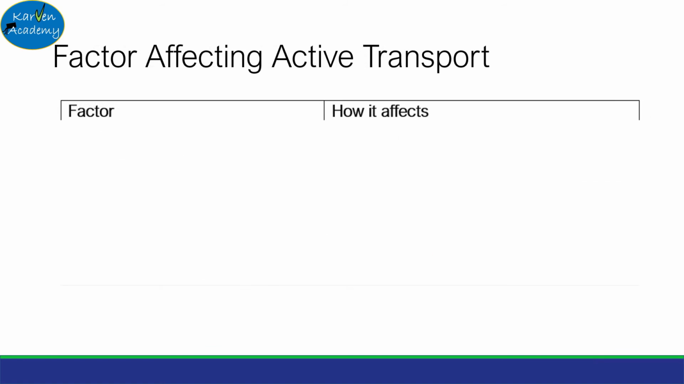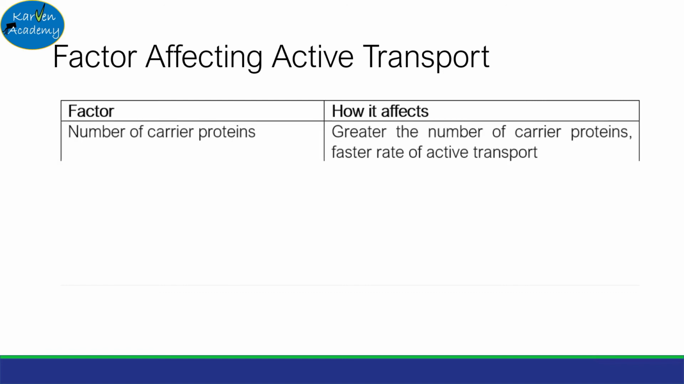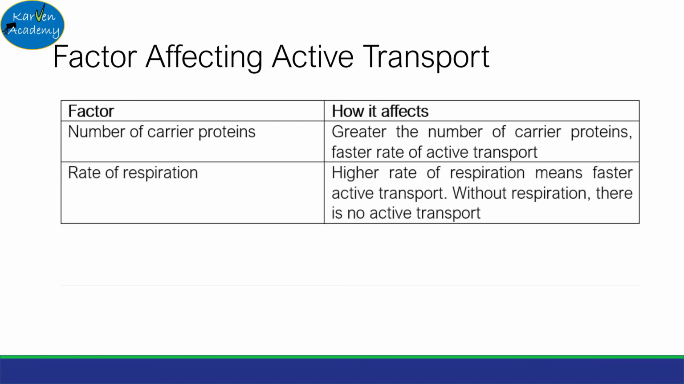Let's look at factors that affect active transport. Firstly, we have the number of carrier proteins. Again, the greater the number of carrier proteins, the faster the rate of active transport. Then we have the rate of respiration. The higher the rate of respiration, the faster the active transport. If there is no respiration occurring, there can be no active transport. So it makes sense that the cells that carry out active transport need a lot of mitochondria.